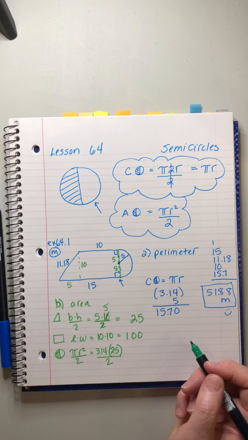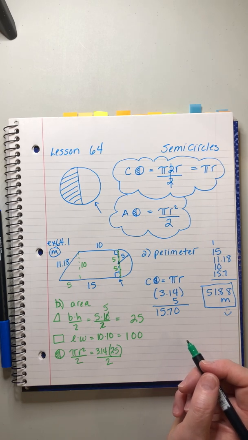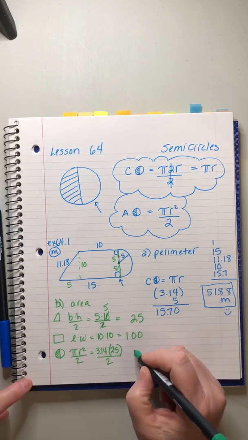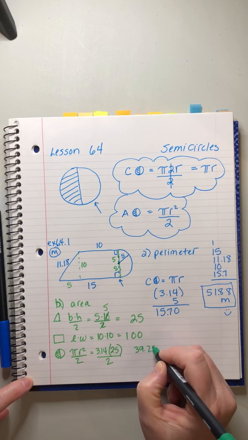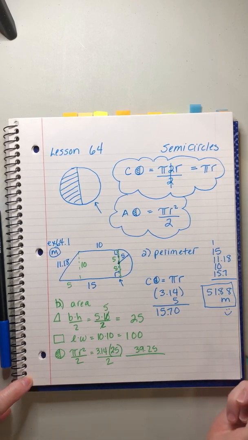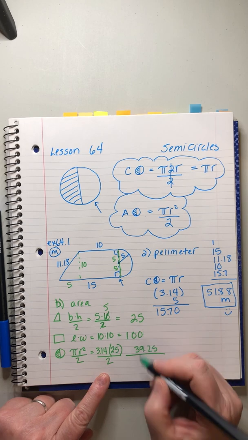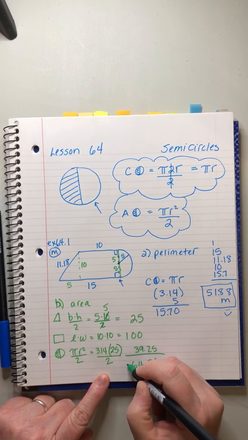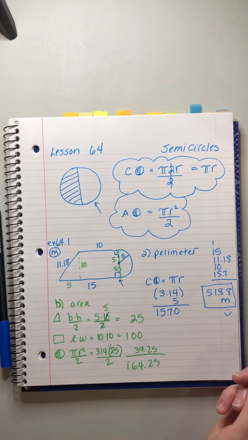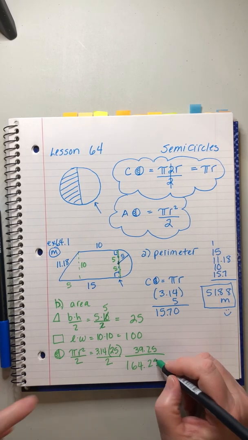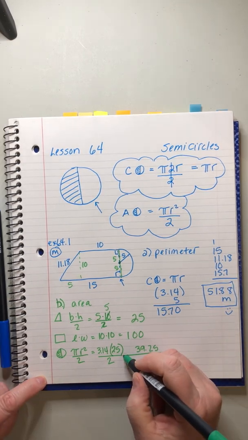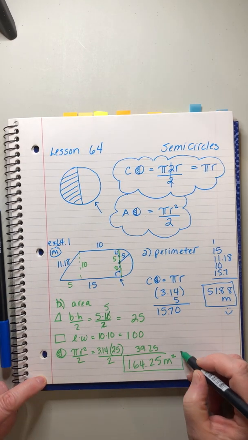All right? You run through the multiplication on all that, and you will get 39.25. Right? I'm going to trust that you know how to do that. And now we add. 164.25 meters squared. Area is always squared.